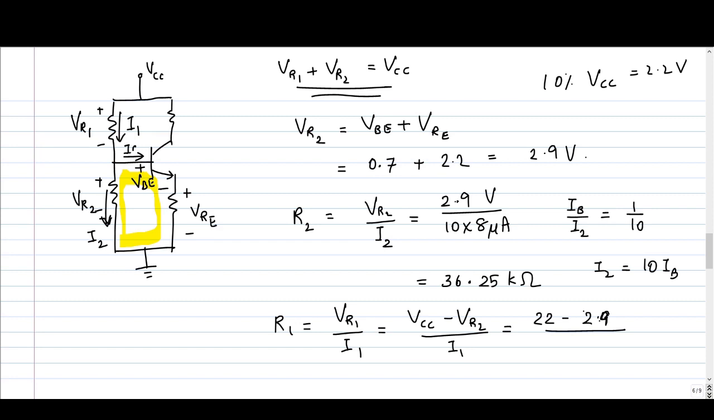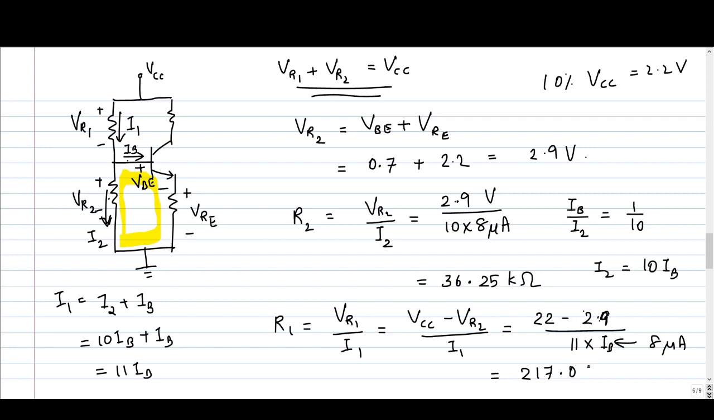So I1 is equal to sum of these two currents, I2 plus IB. And I2 is 10 IB. So 10 IB plus IB, it is 11 IB. So you can substitute 11 times IB here. So IB is 8 microampere. So if you do the calculation, you will get R1 as 217.05 kilo ohms. Okay, so that is the value of R1, and 36.25 is the value of R2. So we got all the four resistors, R1, R2, RC and RE. Okay, so that completes the design.